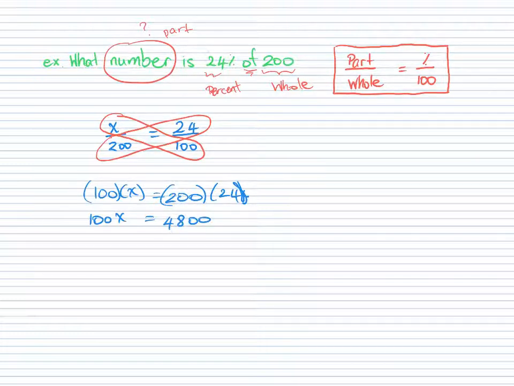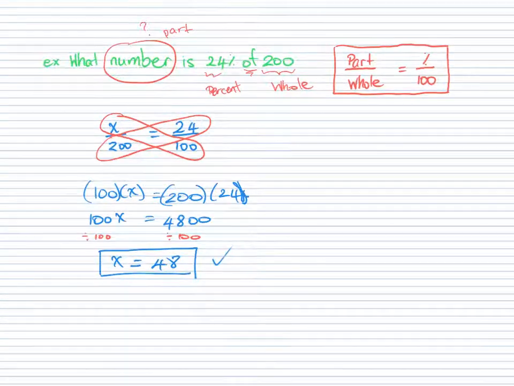All right, one more step. In order to isolate the x, we divide both sides by 100, and we get that x is equal to 48. If we look back at what the question's asking us, it's saying what number is 24% of 200? 48 is 24% of 200. All right, and that's it.